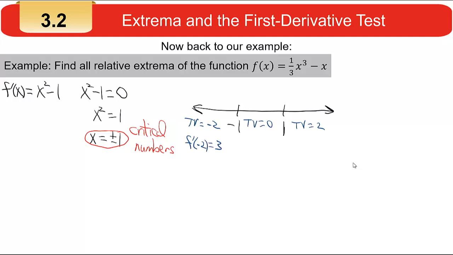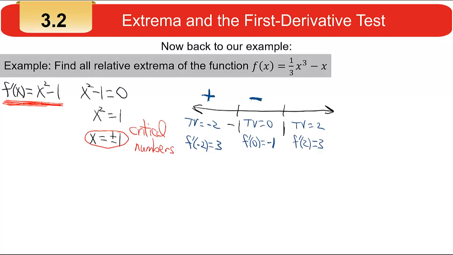So you take minus 2 and you plug it into the derivative. Square minus 2, you get 4. 4 minus 1 is 3. That's a positive value. That means the function's increasing to the left of minus 1. Then you do the same thing with the test value of 0. Plugging it into the derivative, 0 squared is 0, minus 1 is minus 1. That means the derivative is negative, which means the slope is negative, which means the function is decreasing on that interval.